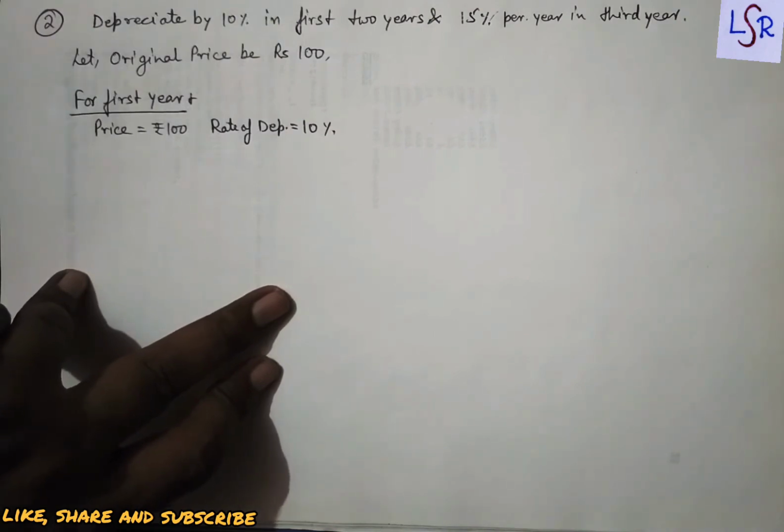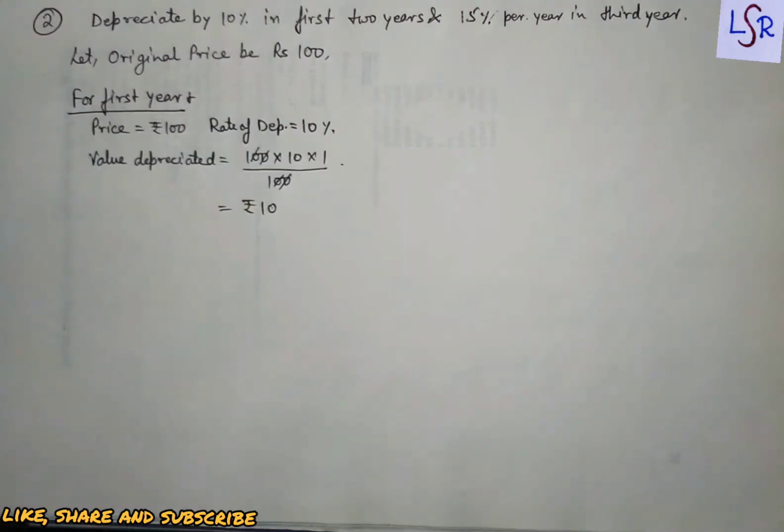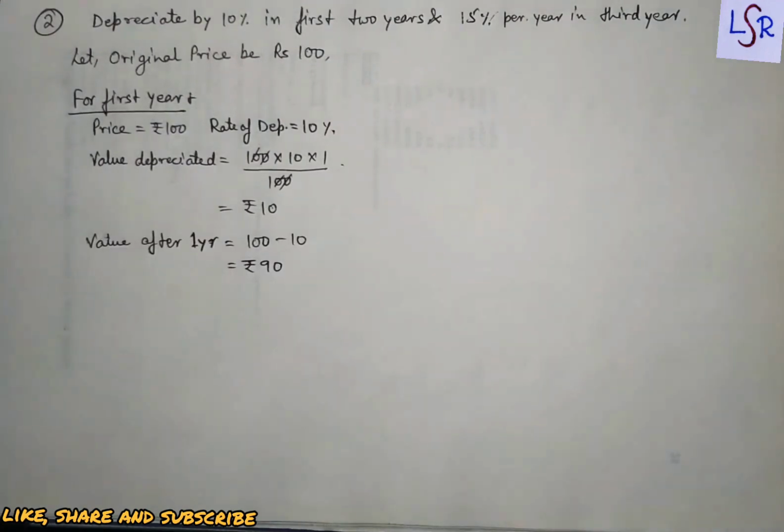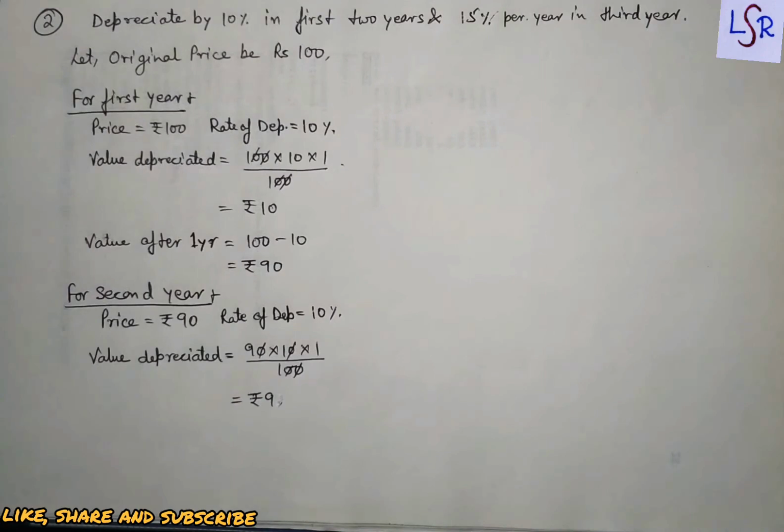Now the value depreciated is equal to rupees 10. So the value after 1 year is rupees 90. And this rupees 90 will become the price for the second year. The value by which the price is depreciated in the second year is rupees 9. And the value after the second year will be rupees 81. Now this 81 will become the price for the third year.